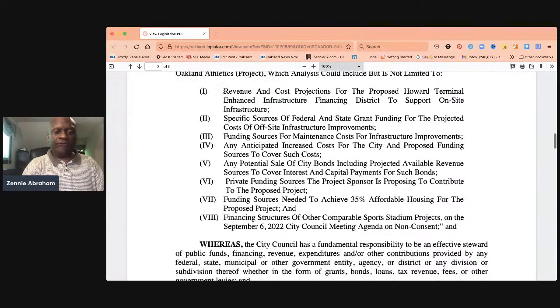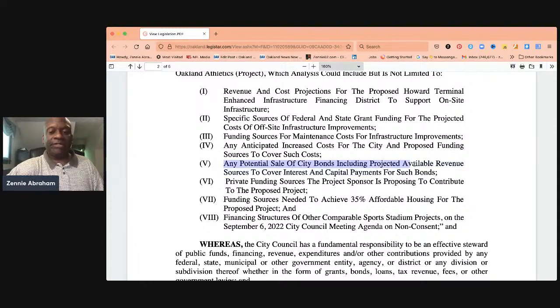It says funding sources for maintenance costs and infrastructure improvements. Well, I just talked about TIF, right? Okay. Then it says any anticipated increased costs for the city and proposed funding sources to cover such costs. Again, we have tax increment financing. All right. This whole document acts like tax increment financing doesn't exist. The reality is they don't understand or know about it. Here is the biggest one I have.